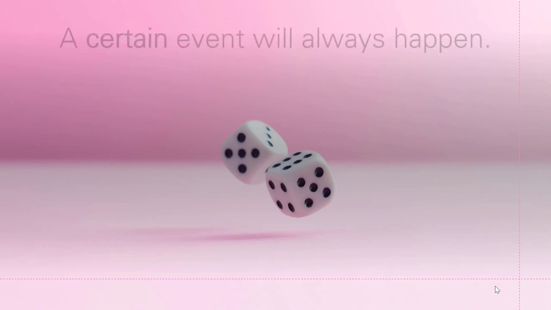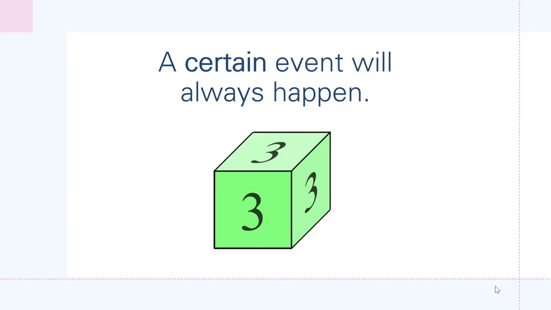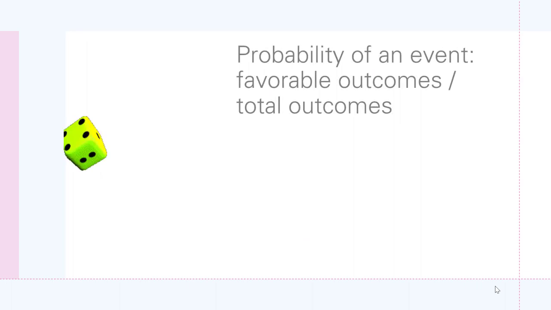A certain event is just the opposite. It will happen under every circumstance. For example, if a six-sided die has the number 3 on all faces, then the probability of the event rolling a 3 is 1. Here's how we calculate the probability of an event.